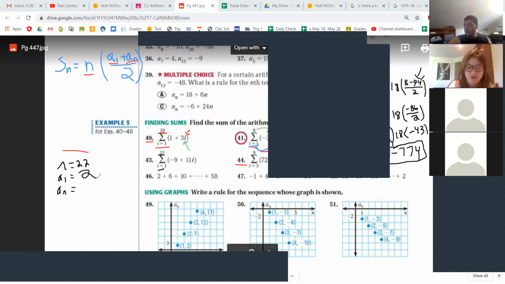Is it 3? 2. I was close. Okay, so negative 9 plus 11 is positive 2. Now we're going to plug in 22. 11 times 22 should be 242. Negative 9 plus 242 is going to be 233. So this is 233.